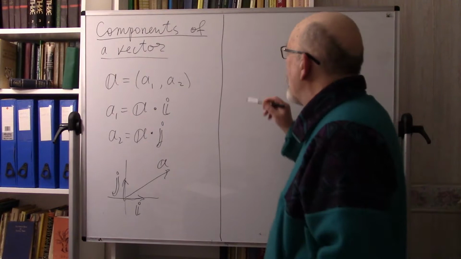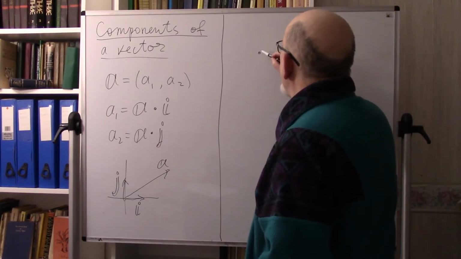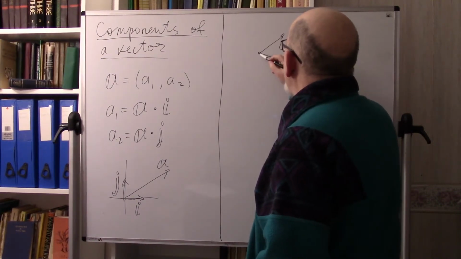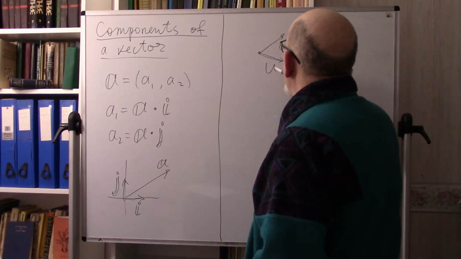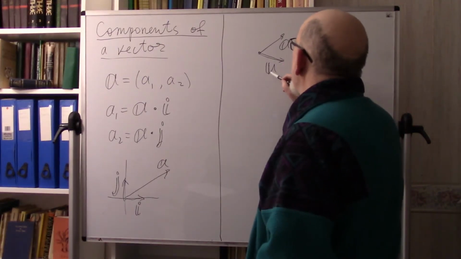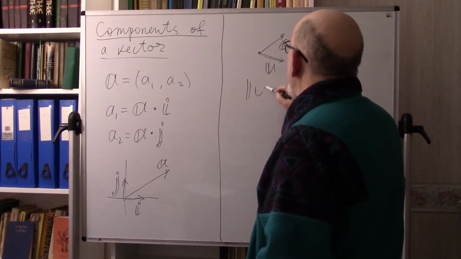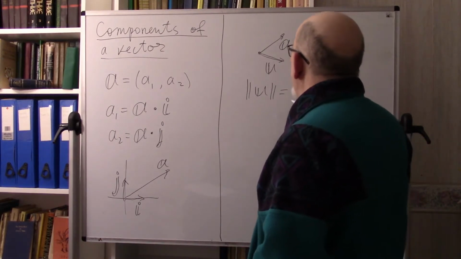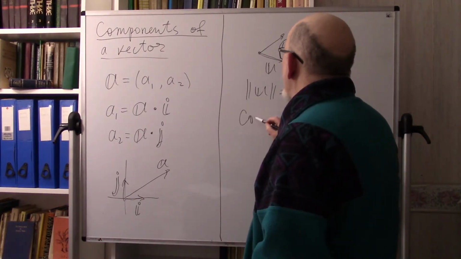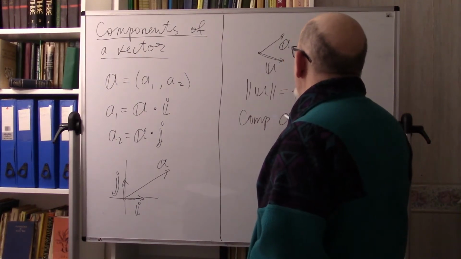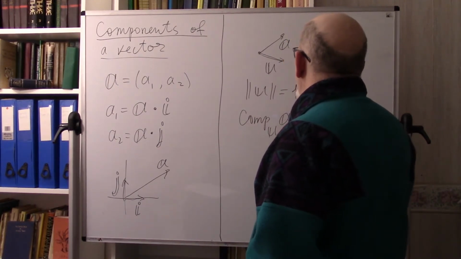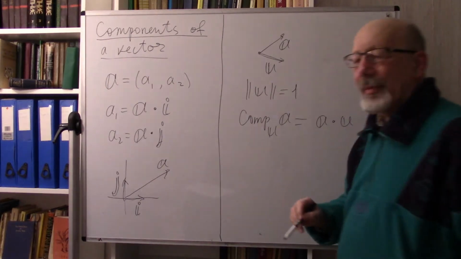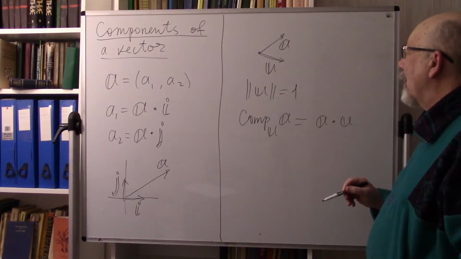Now we can also consider vector A and any other vector, say U. U is a unit vector. Unit vector means that its length or magnitude is 1. And then we can write component of A on U is simply A dot U. So this is the formula for component.